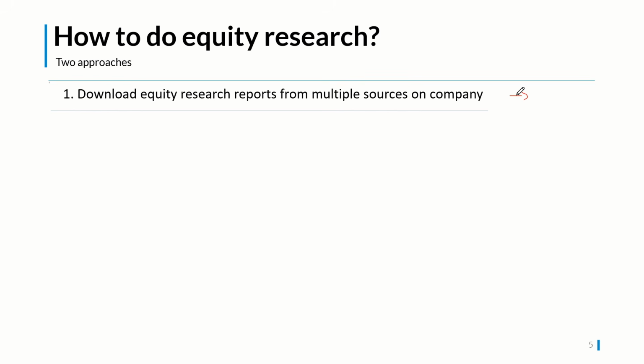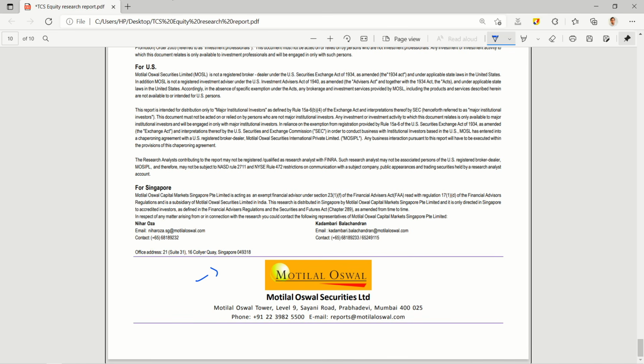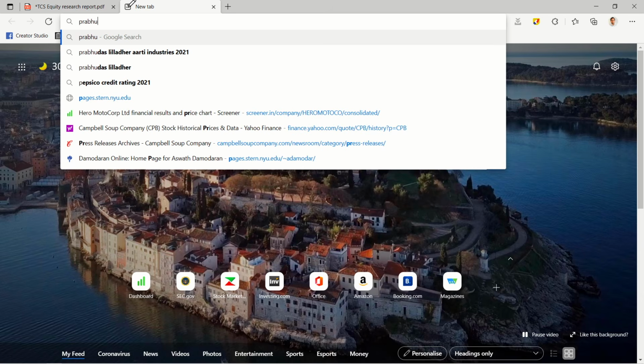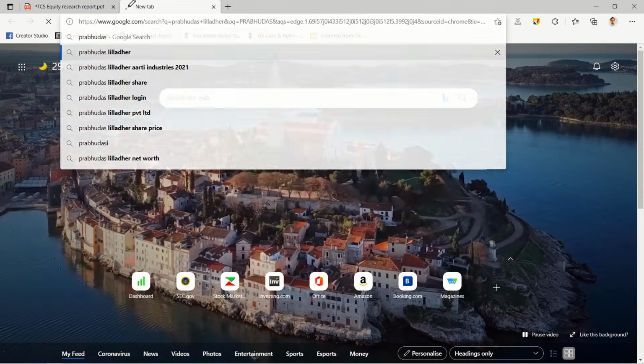For doing my research, either I can start digging from the ground level or use whatever research other people have done, at least to get an understanding. I'll download equity research from any source possible, right? So I'll show you some sources also. So there is a firm called Prabhudas Leeladhar.